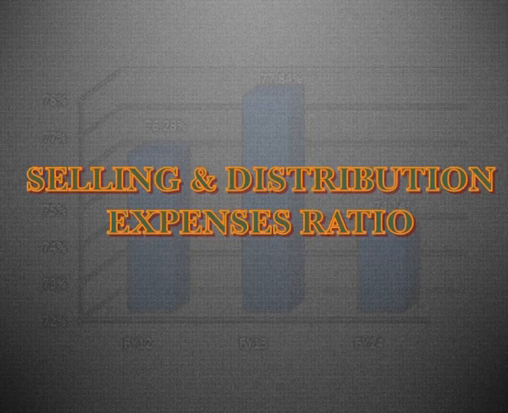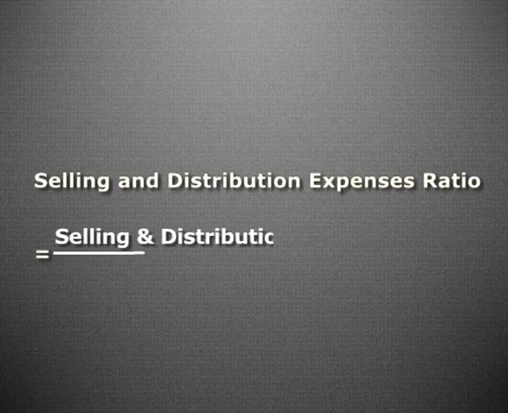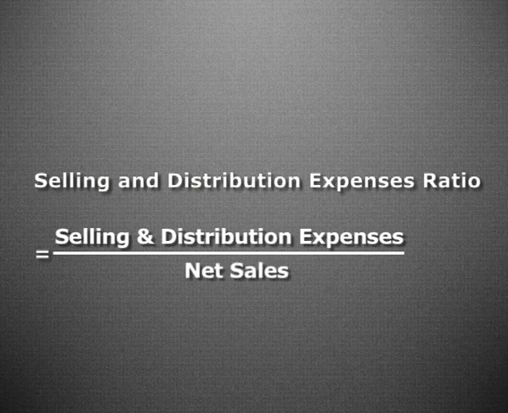Selling and distribution expenses ratio. This ratio indicates the efficiency in the incurrence of selling and distribution expenses. It is expressed as a percentage. This ratio is calculated as follows. Selling and distribution expenses ratio is equal to selling and distribution expenses divided by net sales into 100.